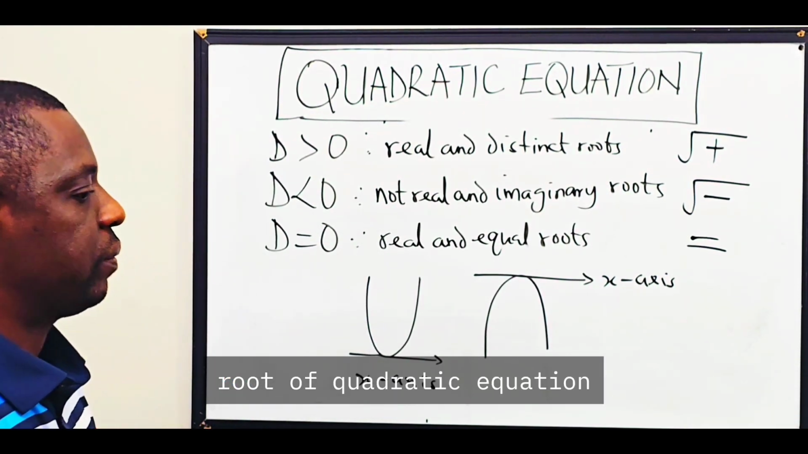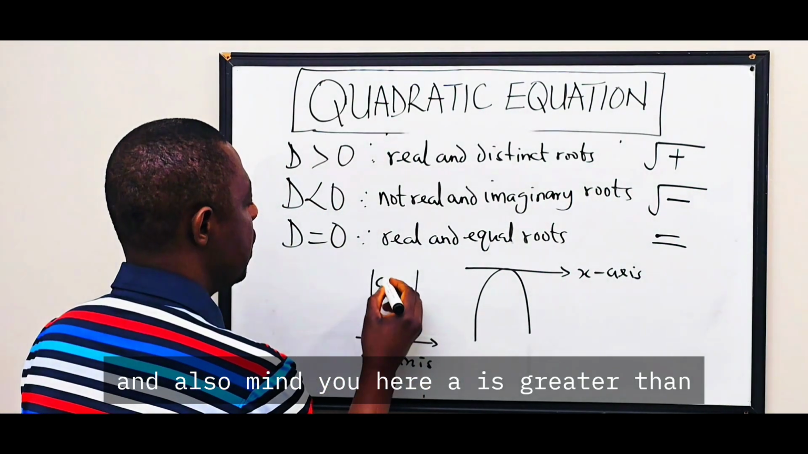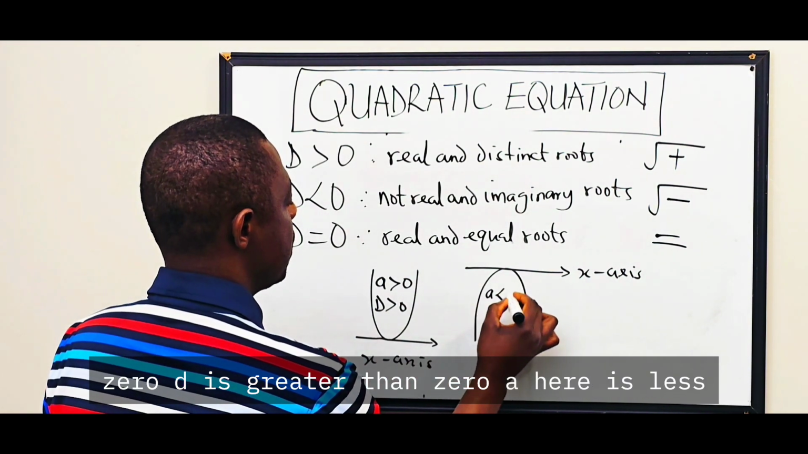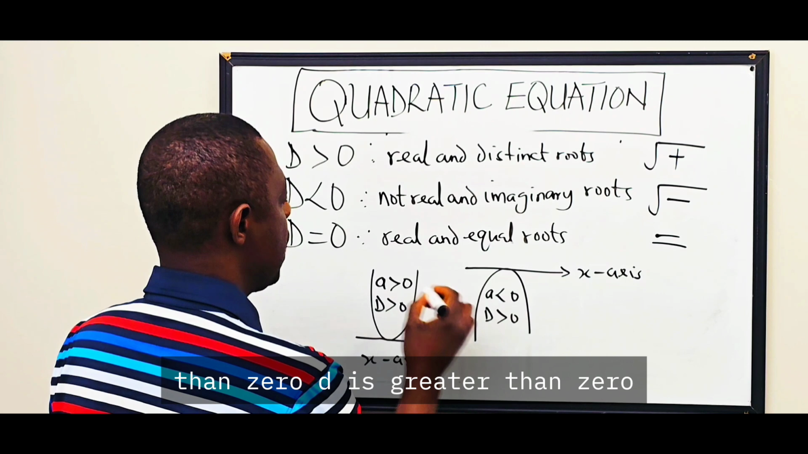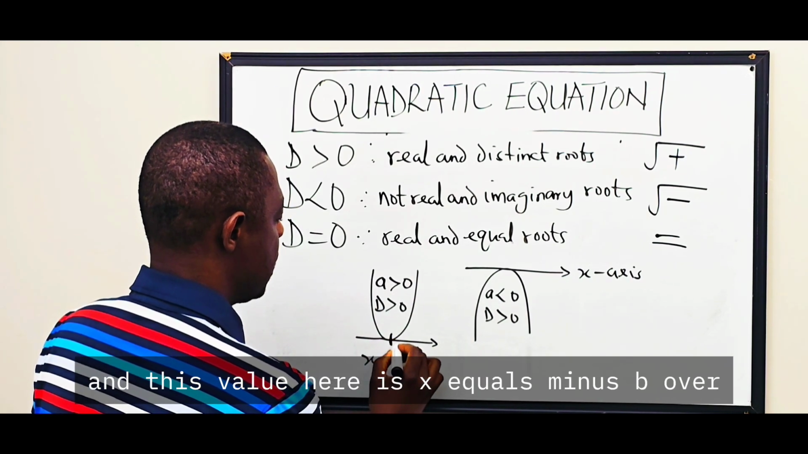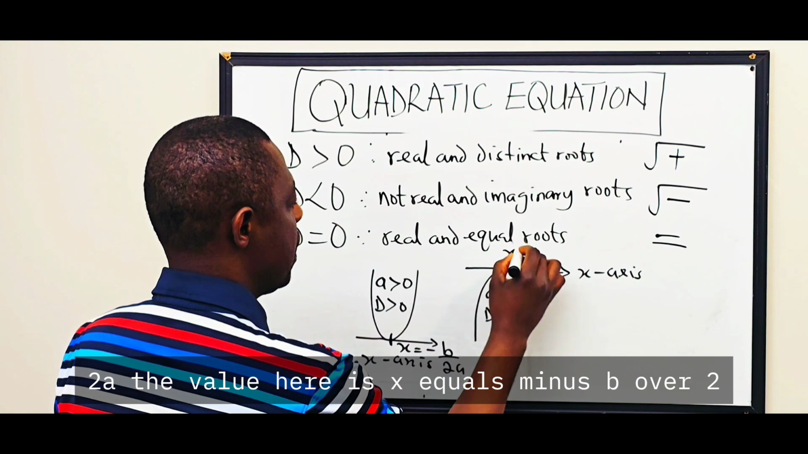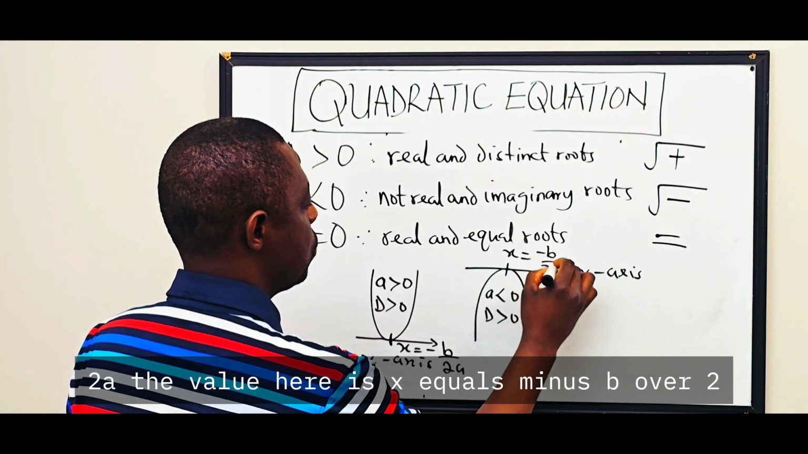And also mind you, here a is greater than 0, d is greater than 0, and here a is less than 0, d is greater than 0, and the value here is x equals minus b over 2a.